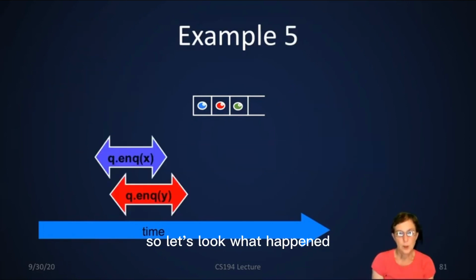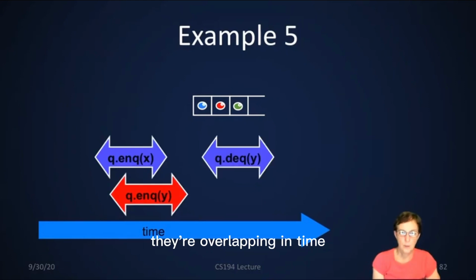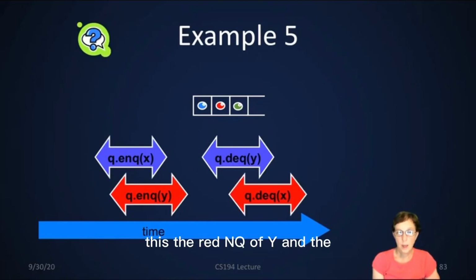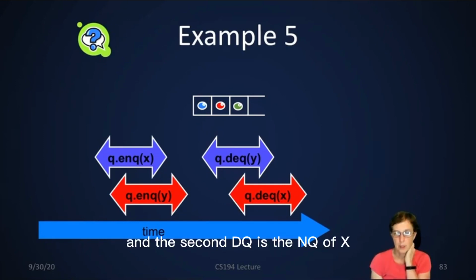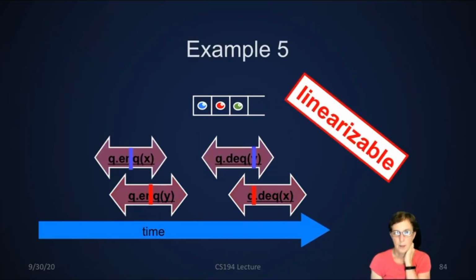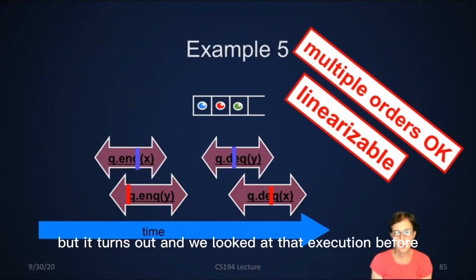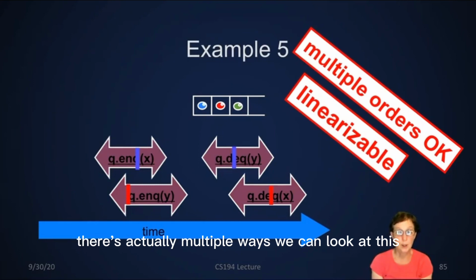Okay, so let's look at what happens once again when we have NQ operations that are concurrent, overlapping in time, and a DQ that says the first thing that won here was the red NQ of y, and the second DQ is the NQ of x, and that one is linearizable as well. We looked at that execution before, but it turns out there are actually multiple ways we can look at this execution.